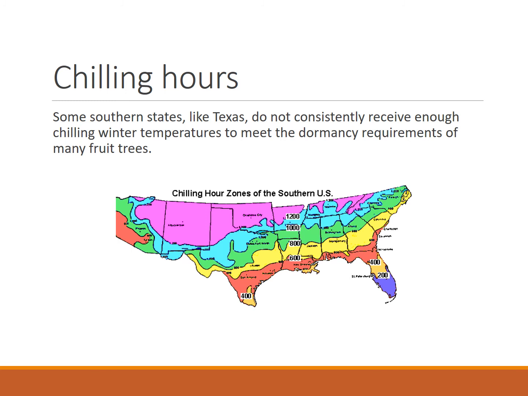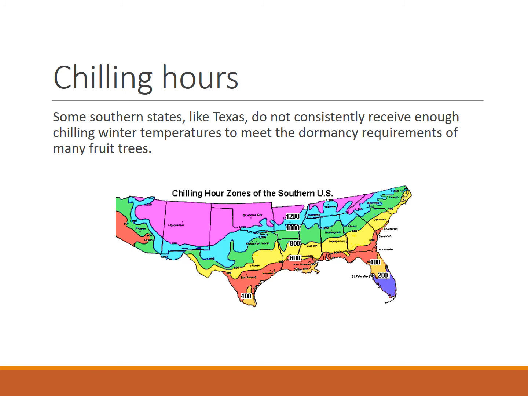Many fruit trees require a certain minimum number of hours between 32 and 45 degrees Fahrenheit before they are able to flower and bear fruit. Some southern states like Texas, for example, do not consistently receive enough chilling winter temperatures to meet the dormancy requirements of many fruit trees. So let's take a look at this map and see if we can understand it.